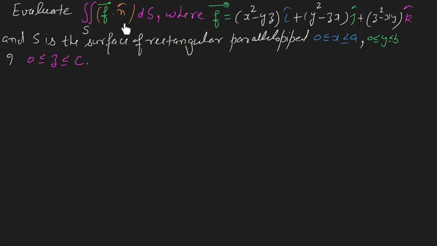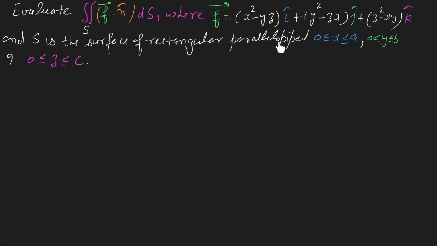Today in this lecture we will study this important problem based upon the Gauss divergence theorem. Evaluate this particular surface integral where F is the vector field given by this expression. S is the surface of a rectangular parallelepiped having the dimensions along the x-axis, y and z. So we have to evaluate this one.